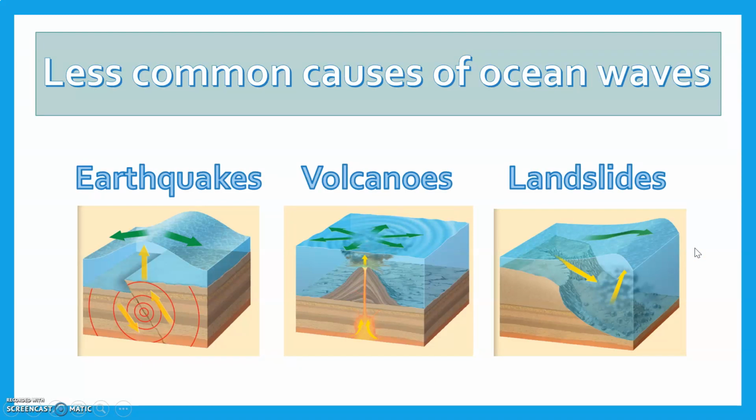So there are three other less common causes of ocean waves, such as earthquakes, which not only trigger waves but also can trigger tsunamis, volcanoes, and landslides, which all three of those can trigger tsunamis because they all force waves up at significant heights at one time.